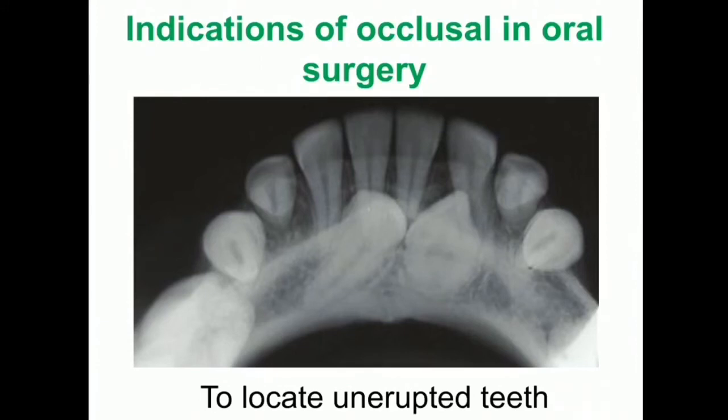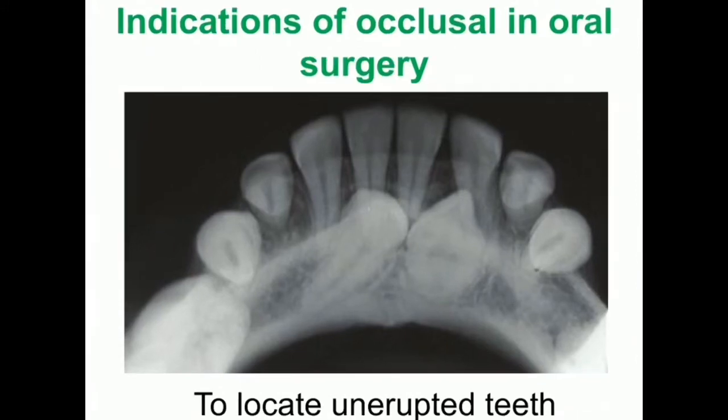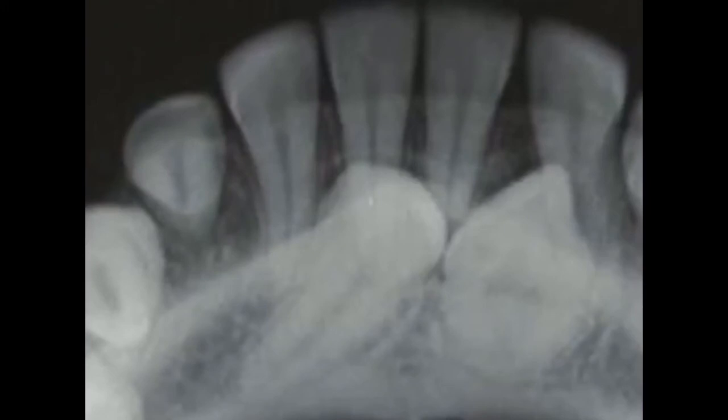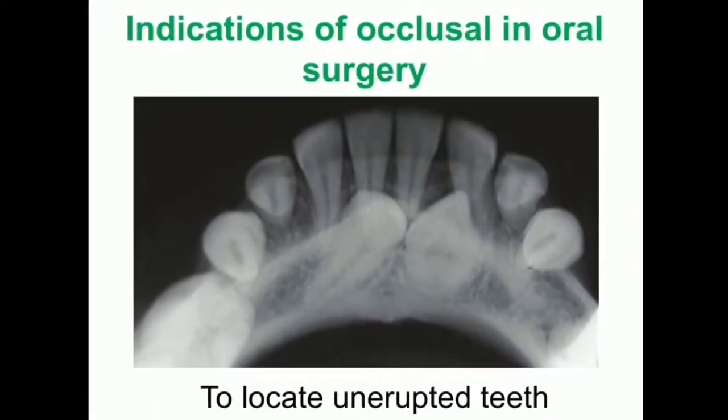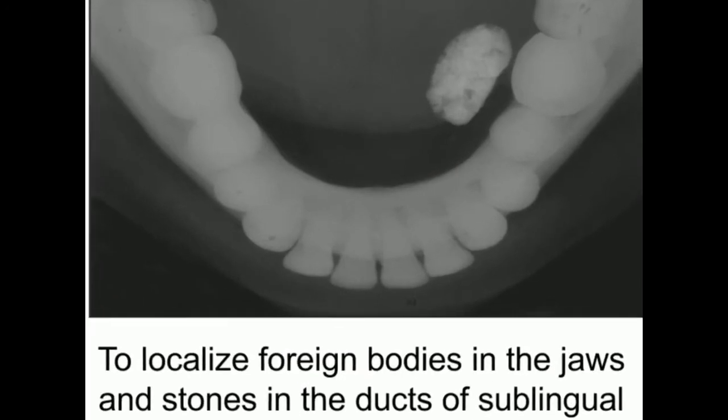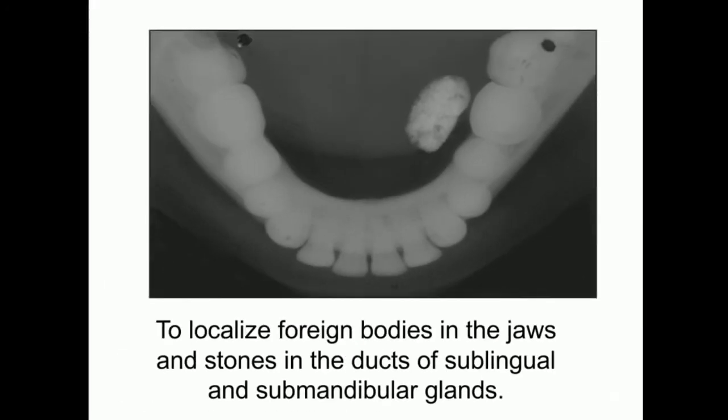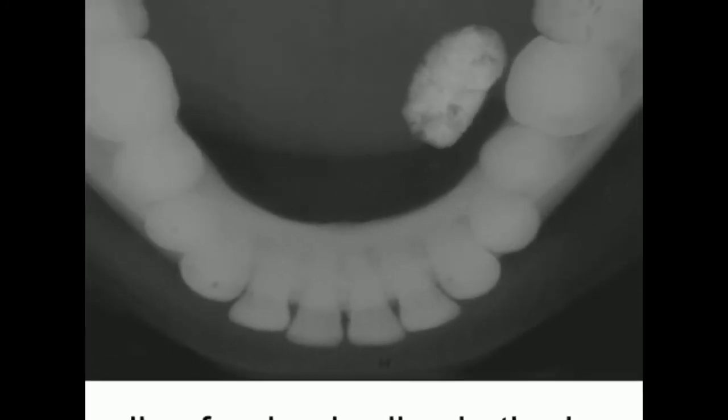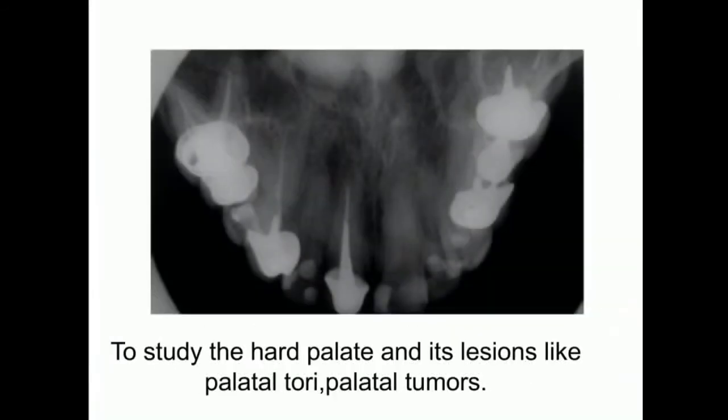Indication of occlusal radiograph in the oral surgery include to locate the unerupted teeth, as we see. Also to localize the foreign bodies in the jaws and stone in the duct of sublingual and submandibular glands. This is called, in this occlusal radiograph, the sialolith in Wharton's duct. Also to study the hard palate and its lesion like palatal tori and palatal tumors. Here is the palatal tumor.